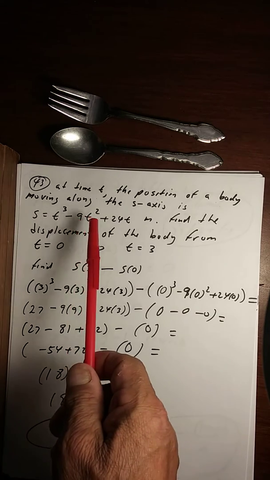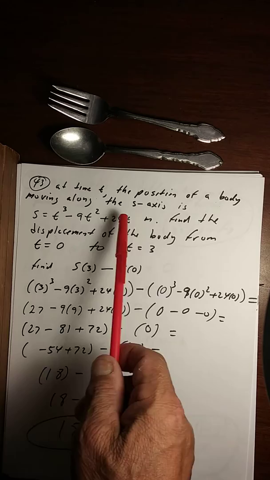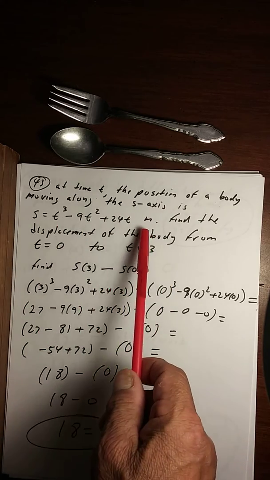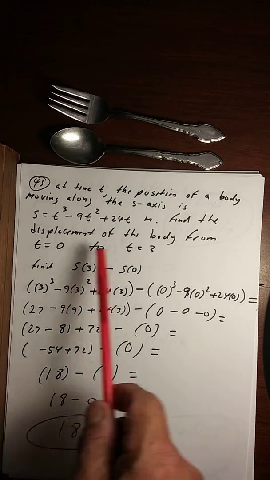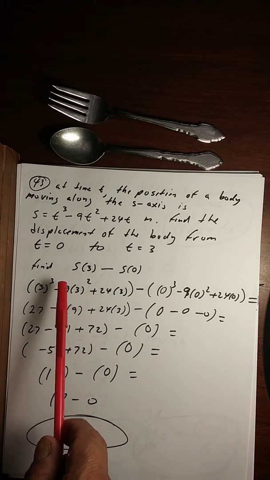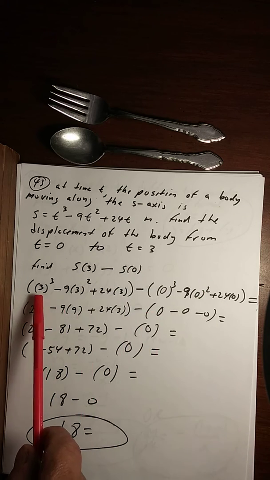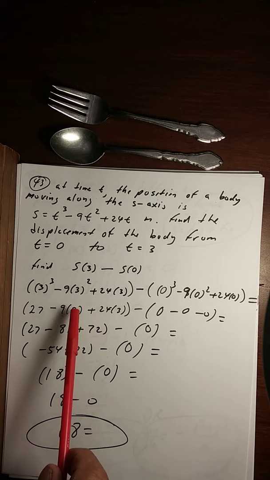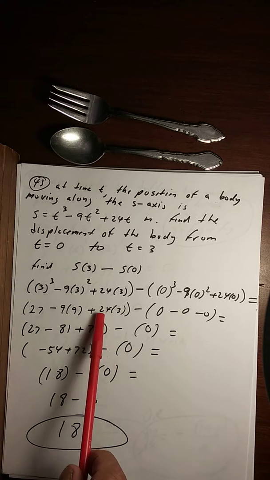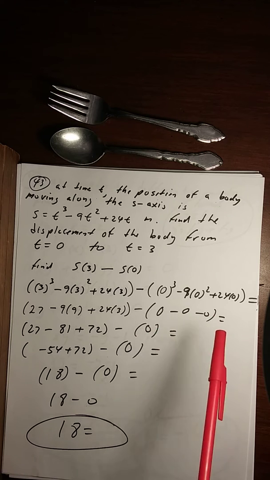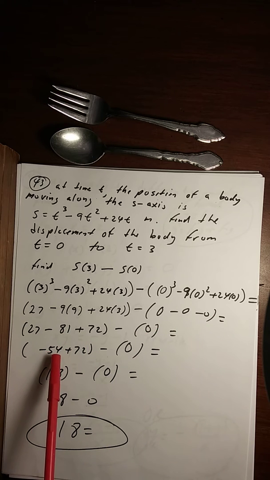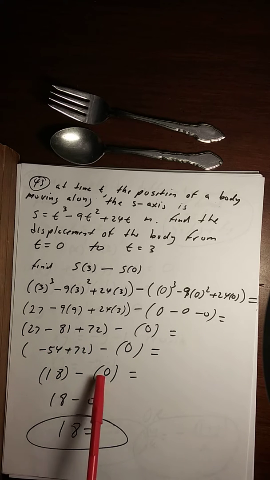Alright. At time t, the position of the body moving along the x-axis is this, in meters. Find the displacement of the body from 0 to 3. So that means s of 3 minus s of 0. 3 times 3 times 3 is 27. 3 times 3 is 9, 9 times that is 81. 2 times that is 22. At 0, everything is 0. 27 minus that is 54 plus 72 is 18. 18 minus 0 is 18.